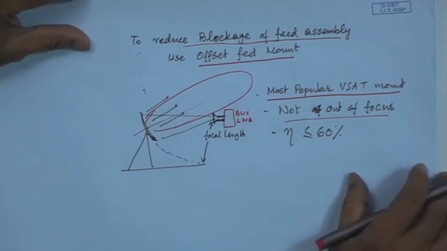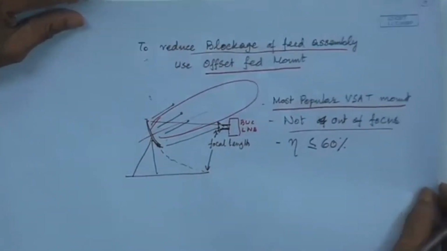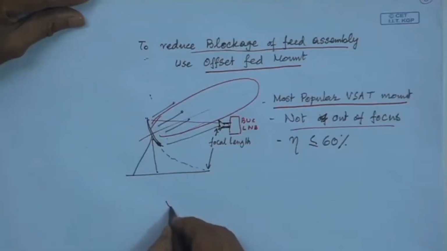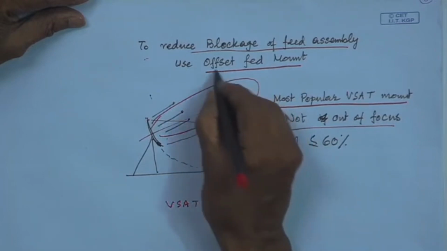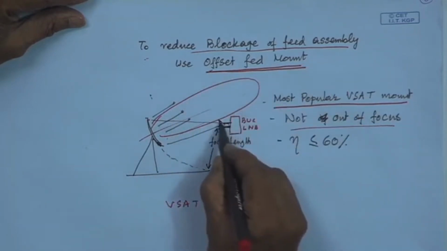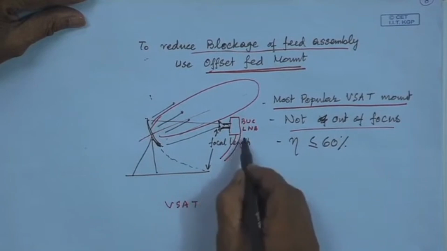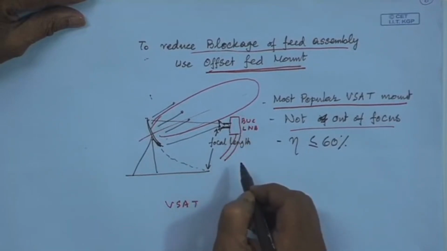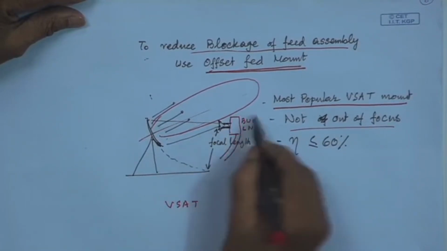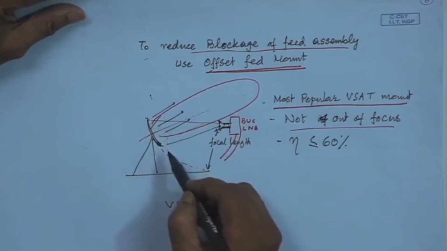As I always tell you, you can go and see near the bank ATMs, many of the bank ATMs have this VSAT antenna, and it is an offset fed mount. You will find that from the feed assembly two cables are coming out, one for the uplink, one for the downlink. So, it is very interesting. You should always look at how people really use the satellite communication terminals.